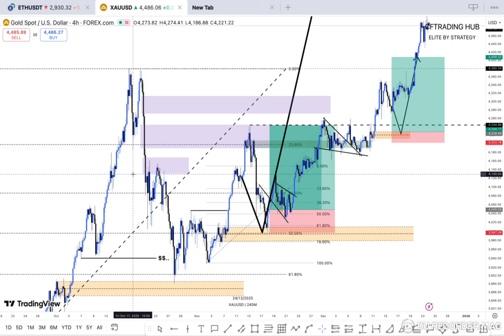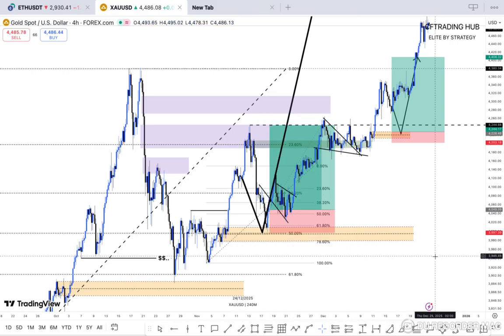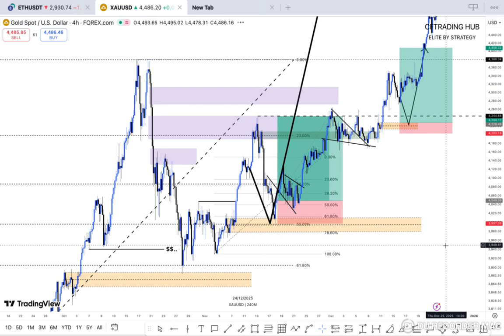Which one do you want to use? Which one is valid? How do you know which is? For you to know which valid fair value gap to actually use, you want to analyze the structure first. Look for your premium and discount side of the range.